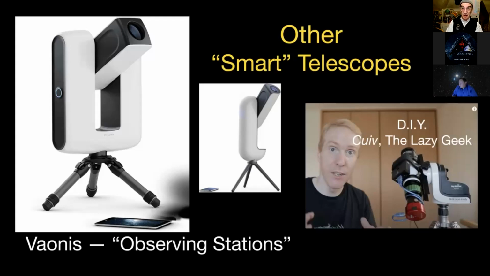This fellow on the right too, I don't know how to pronounce his name, Cuiv, the Lazy Geek. You can find him online. Maybe you've seen him. It's quite engaging. He shows you how, I don't know if you can still do it for $1,000, you can put one together yourself, something very similar to Vaonis things. So I think we're going to see more of these. But let me talk to you about the eVscope.